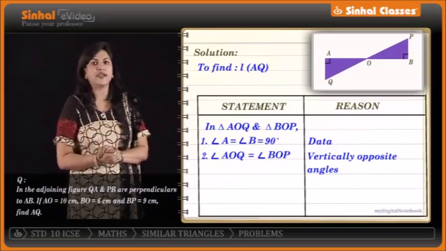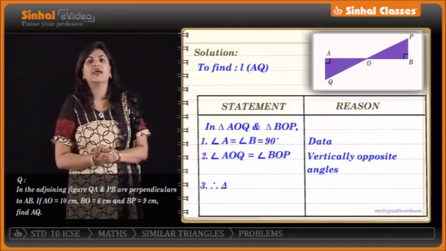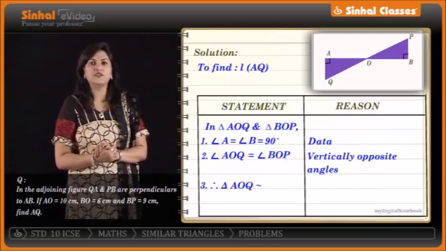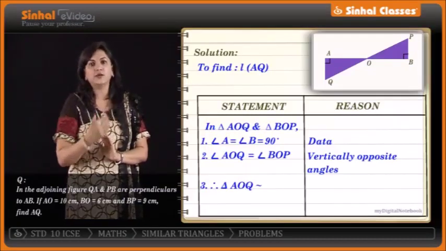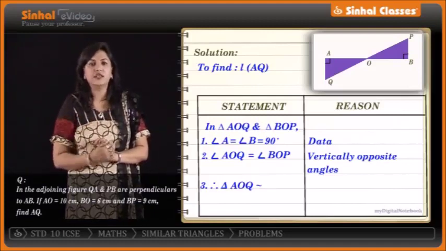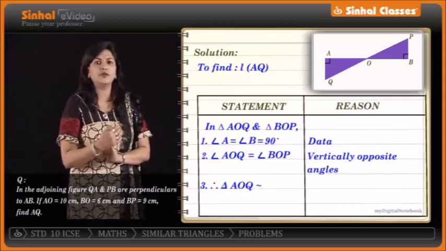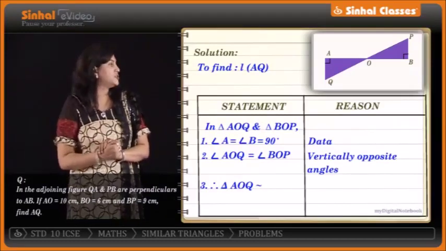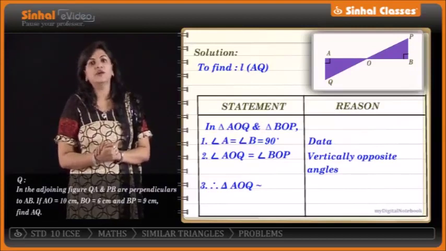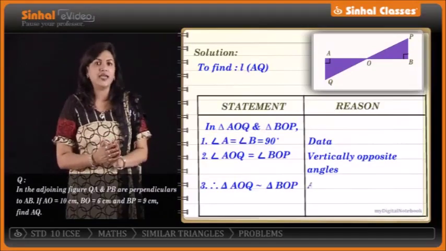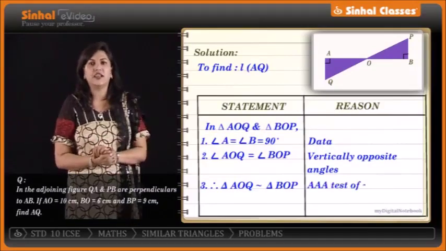So we write triangle AOQ is similar to. Now angle A is equal to which angle? Is equal to angle B. So corresponding to angle A, we write angle B. And O is equal to O and Q is equal to P. So we will write the name as triangle AOQ similar to triangle BOP by AAA test of similarity.